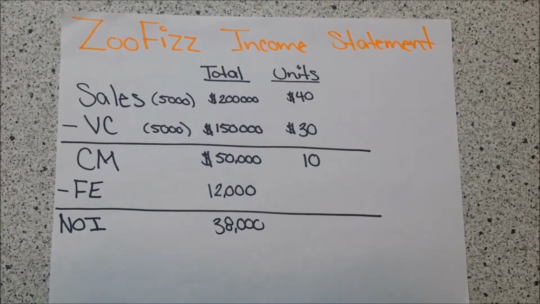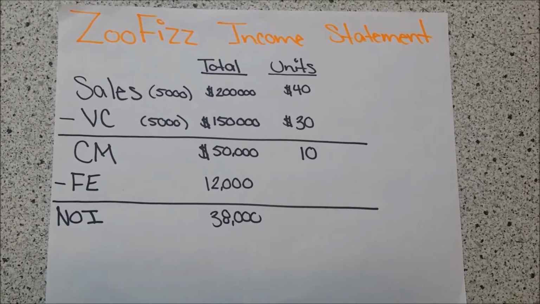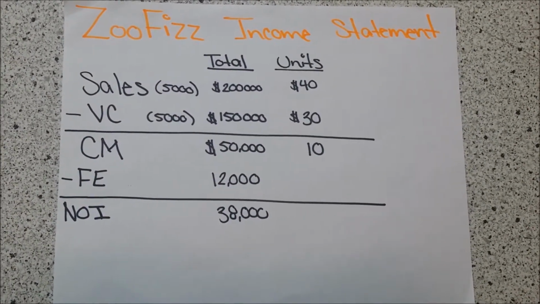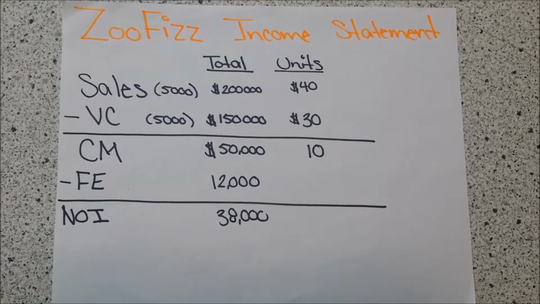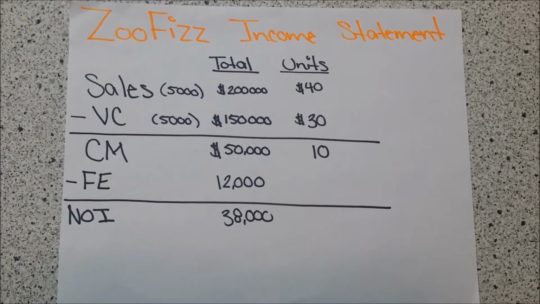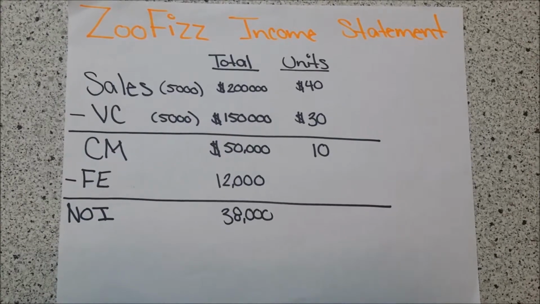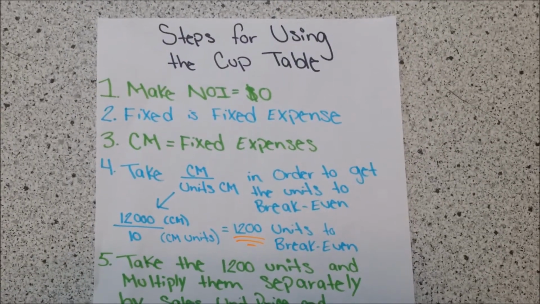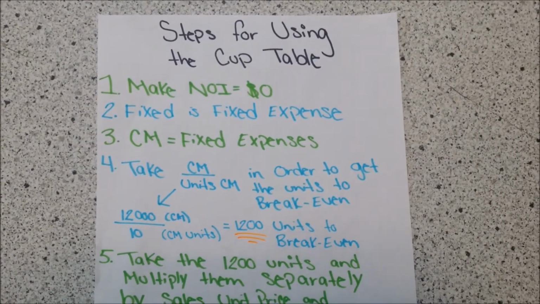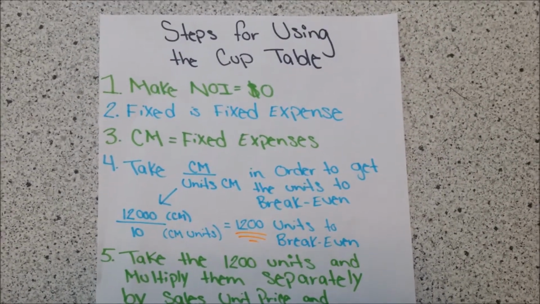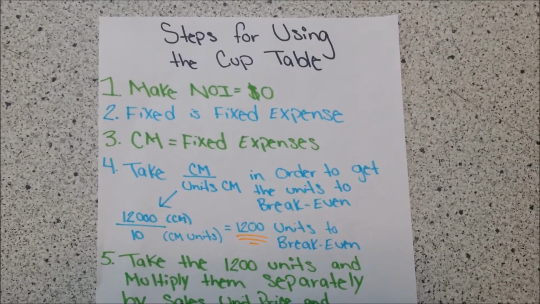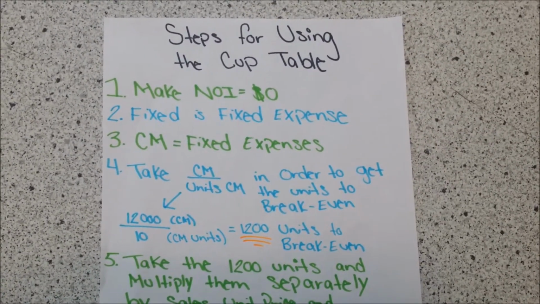Our total contribution margin is $50,000 with unit price of 10. Fixed expenses is a total amount of $12,000. Our total net operating income is $38,000 in total. I will now help you through the steps for using the CVP table and finding break even. The first step is to make net operating income equal $0. Second step is to make fixed amount equal fixed expenses.